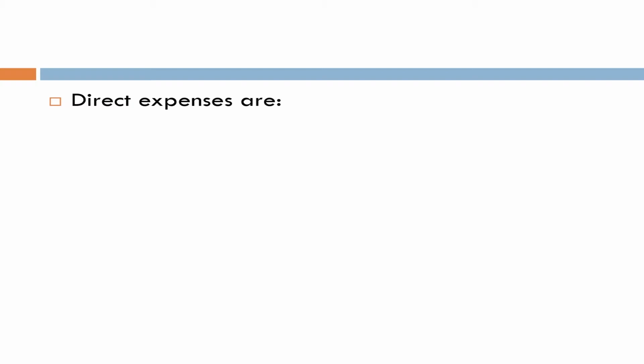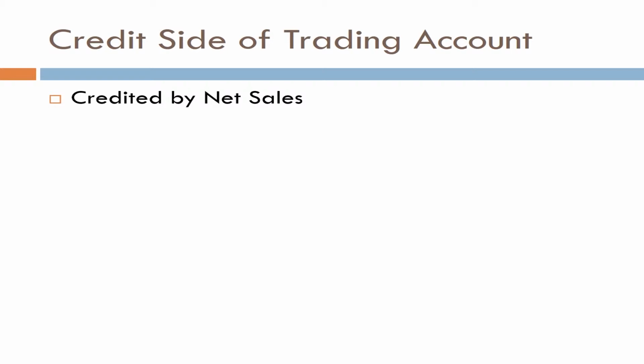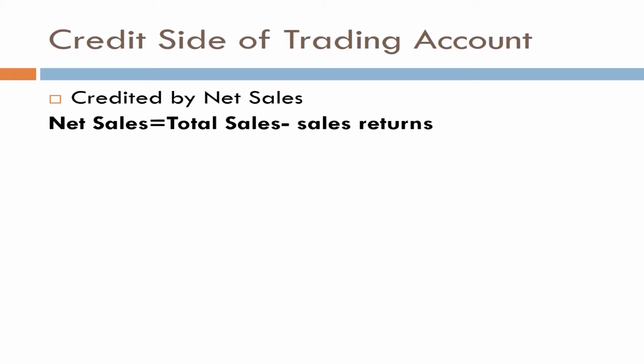Direct expenses include expenses directly incurred on purchase of goods or on creation of services. Direct expenses are carriage inwards, freight, wages, royalty on production, etc. On the other hand, trading account is credited by the net sales and closing stock. Again, net sales is equal to total sales minus sales returns.